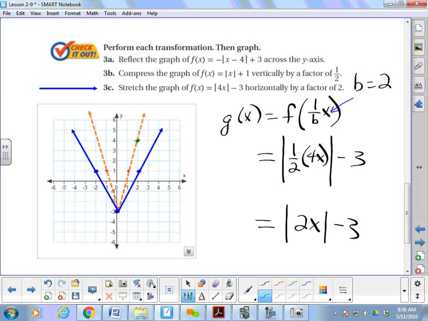I'm mostly concerned about the graphs, that you can make the graphs correctly. Bonus if you can do this, because the horizontal ones are the hardest when it comes to stretching and compression, writing those new functions. So if you have a hard time with that, you won't be alone, but you should be able to do the graphs.